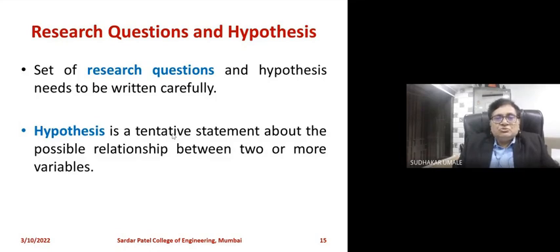You must know the relationship between research question and hypothesis. This is a very important issue, how to relate research questions and hypothesis. This is needed during writing very carefully. So I want to explain the meaning of hypothesis. It is a tentative statement. It is not a complete statement about the possible relationship between two or more variables.